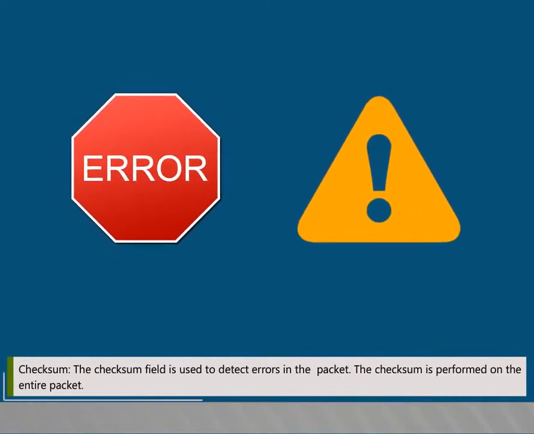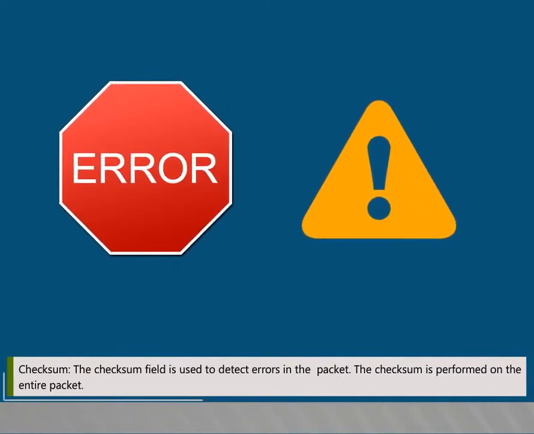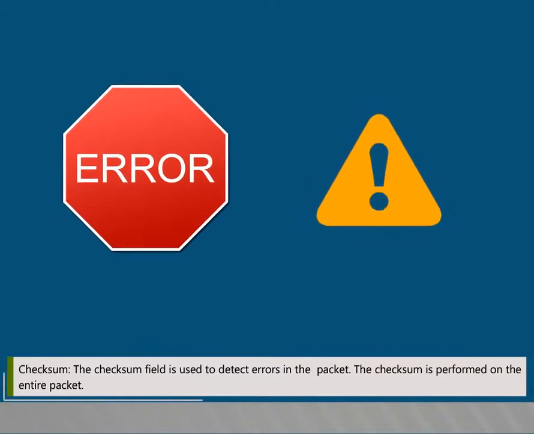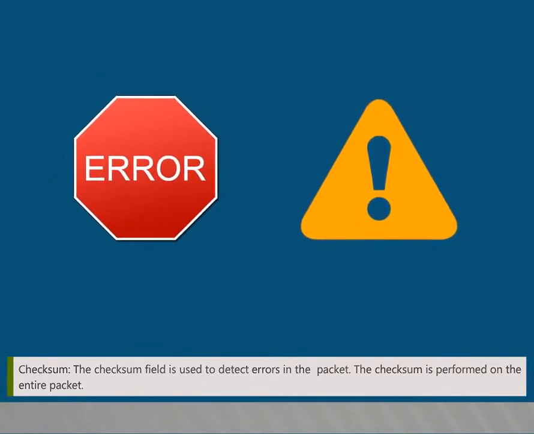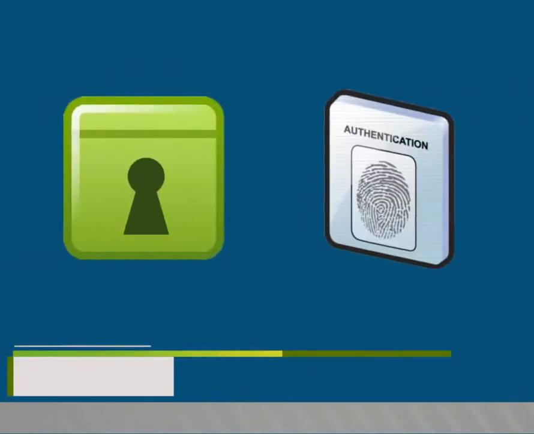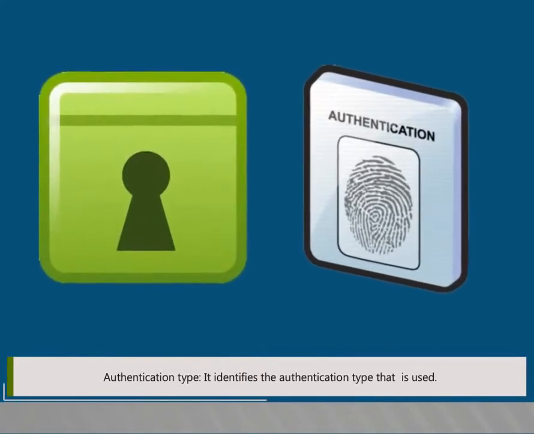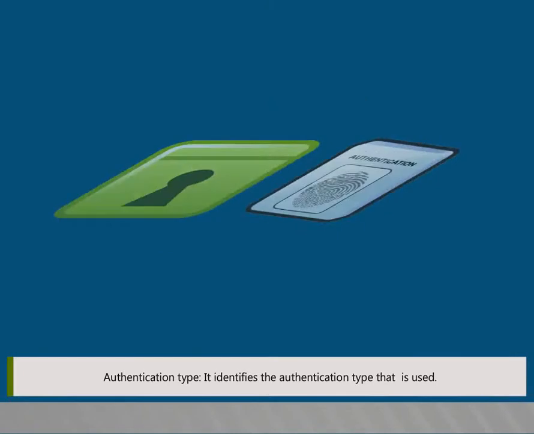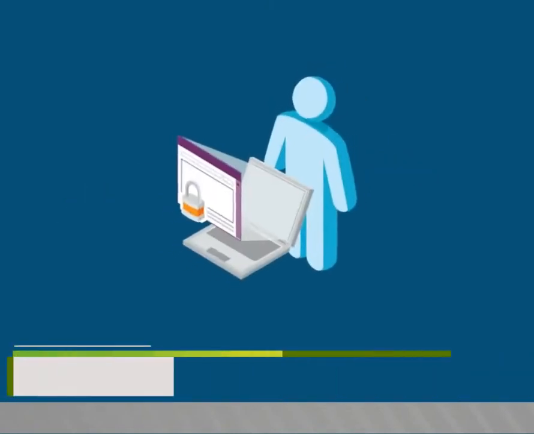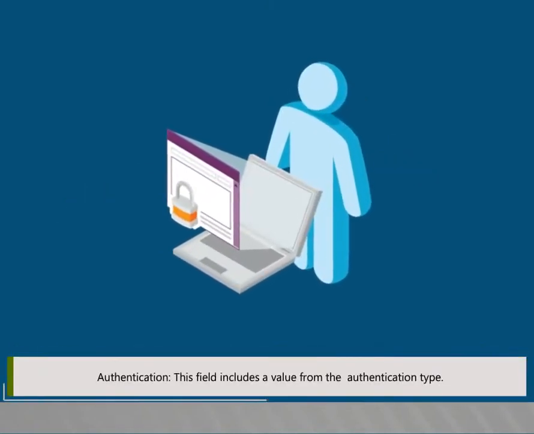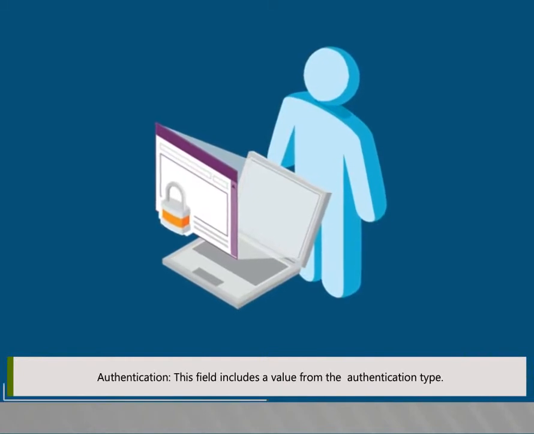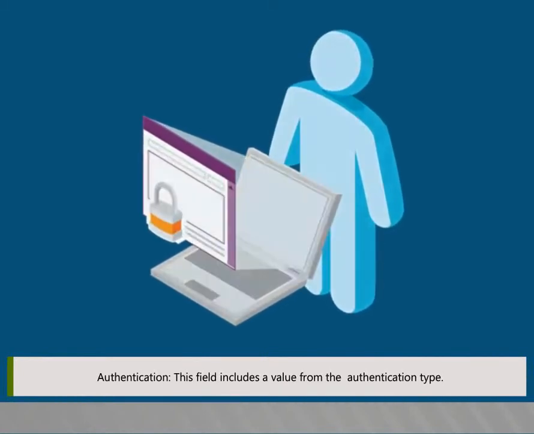Checksum. The checksum field is used to detect errors in the packet. The checksum is performed on the entire packet. Authentication type. It identifies the authentication type that is used. Authentication. This field includes a value from the authentication type.